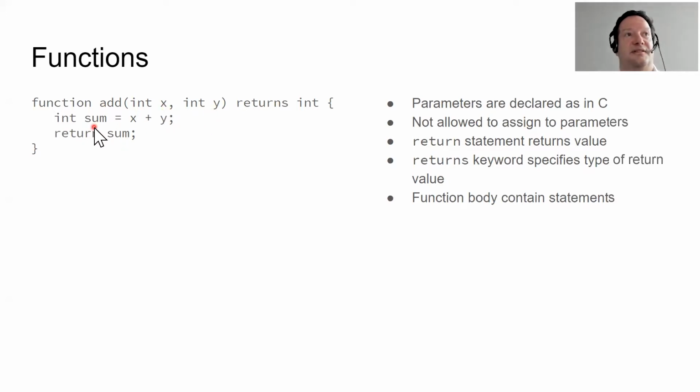And here we have a variable called sum, of type int, to which we are assigning an expression that adds x and y, and assigns the result to sum, and then we're returning sum.